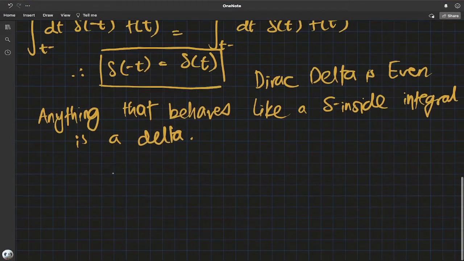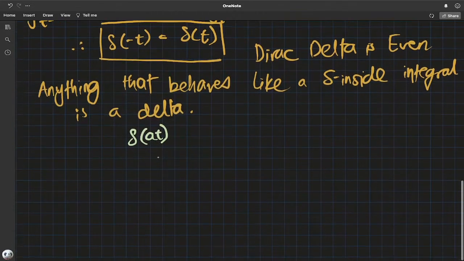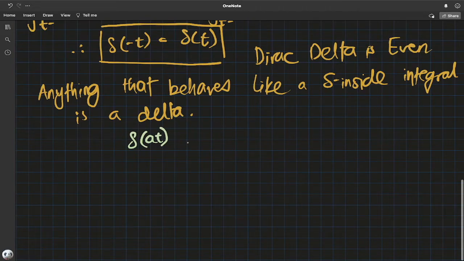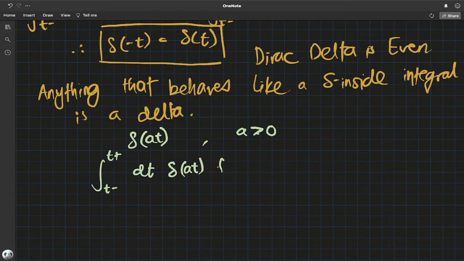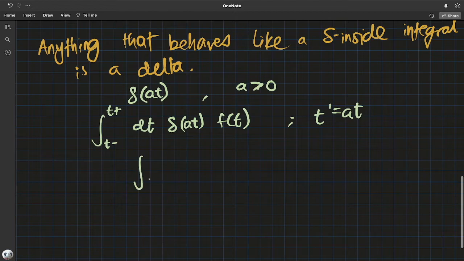Okay, so the next property is sort of a generalization of the one we had before, delta of at. So we are basically scaling it by a scalar a. Let's assume that a is positive for the moment. We can generalize a little later. So let's write this out the way we did for the previous one. Delta of at times f of t. Okay, the classical idea here is to change the limits of integration, and we have, say, t minus over a, t plus over a, using this substitution.